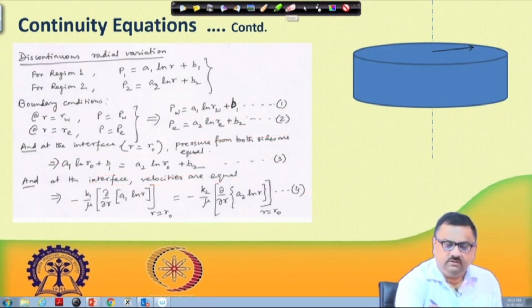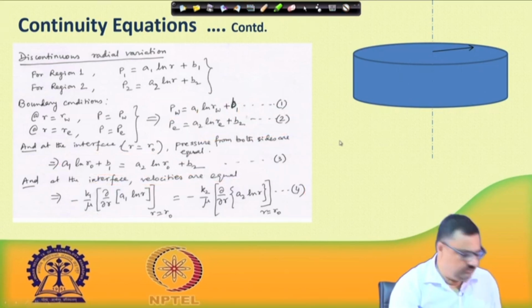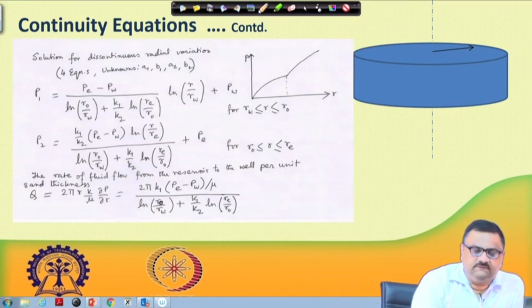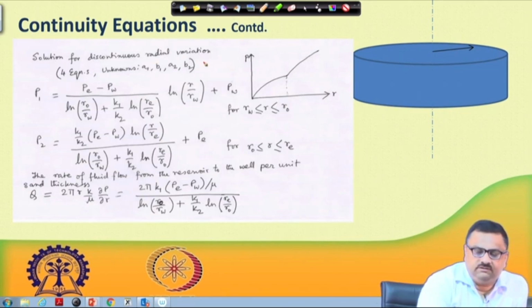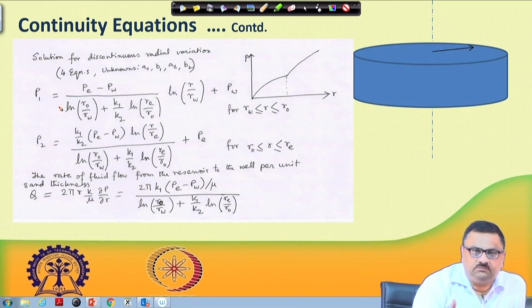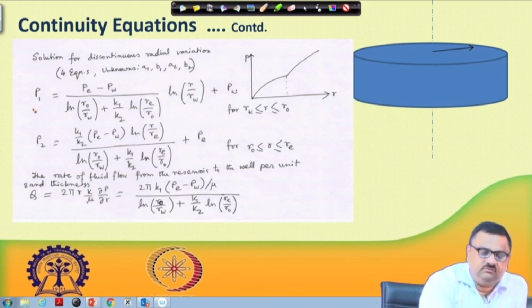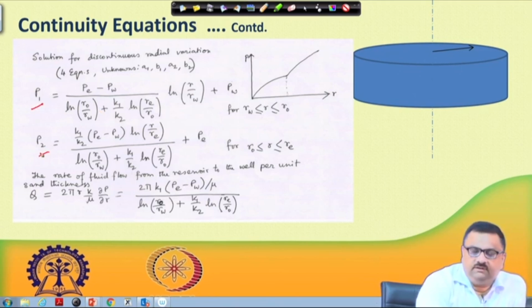Now let us look at the solution of these 4 equations and 4 unknowns for discontinuous radial variation. So, we get P1 equal to, this is the solution. I am not providing the steps required to arrive at this equation, but these are the 2 solutions, P1 and P2, that we have.